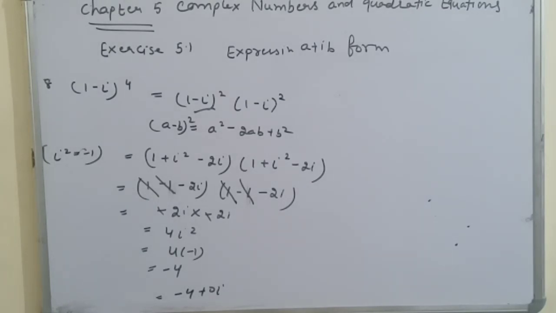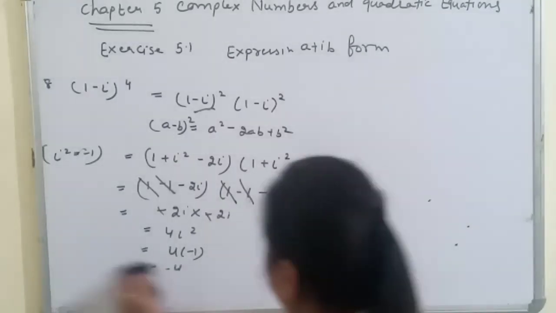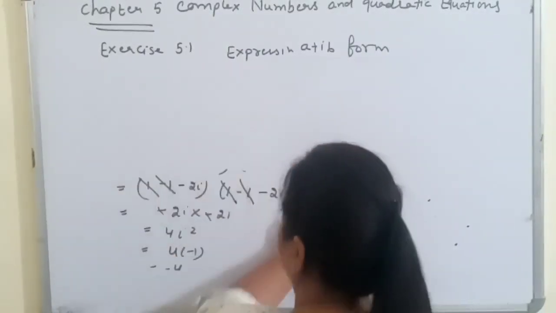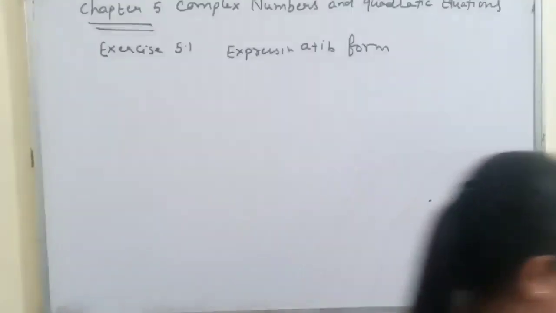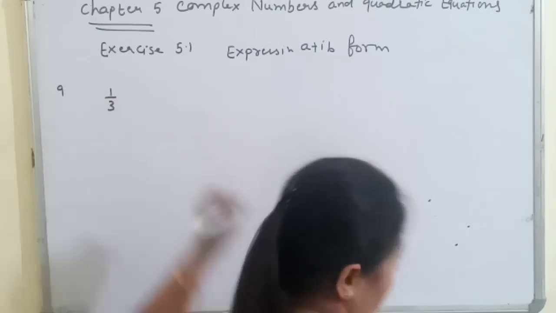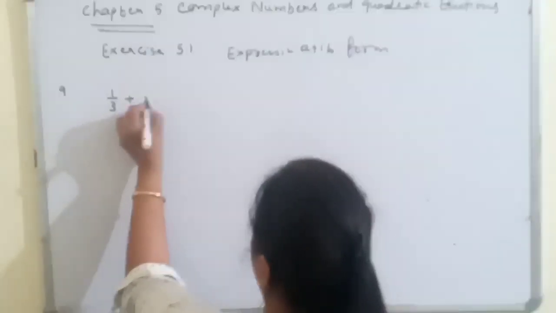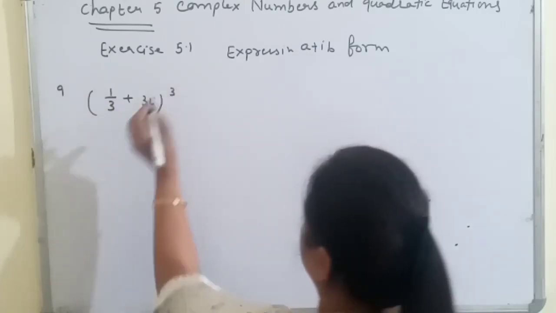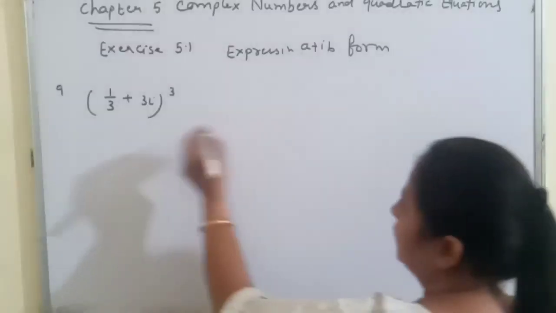Now this was question 8. Let's solve question number 9. Question 9 is (1 by 3 plus 3 iota) power 3. It means we have to use the identity (a plus b) whole cube.